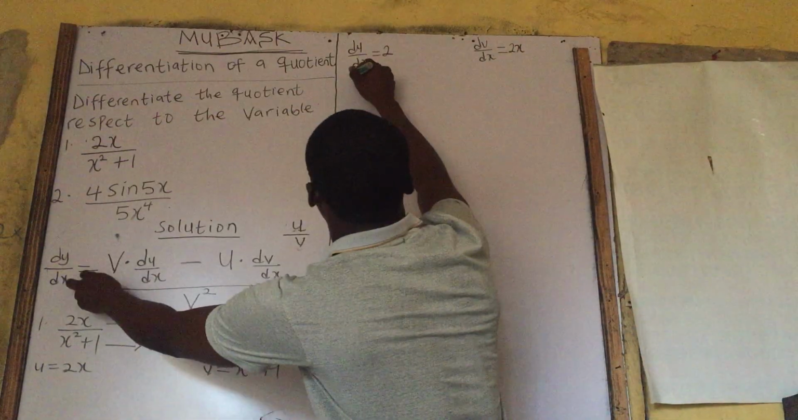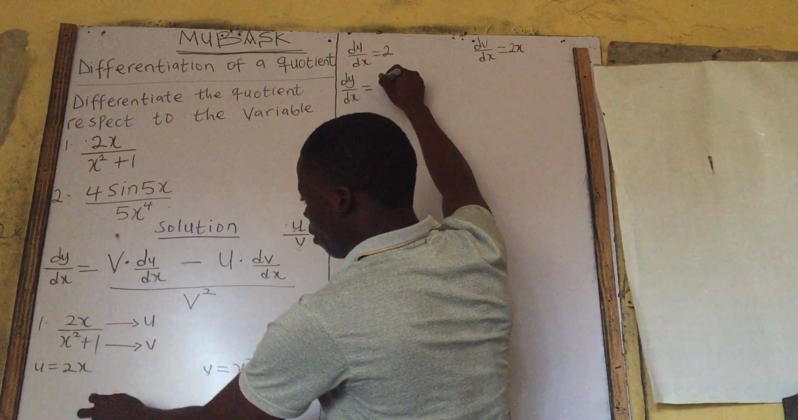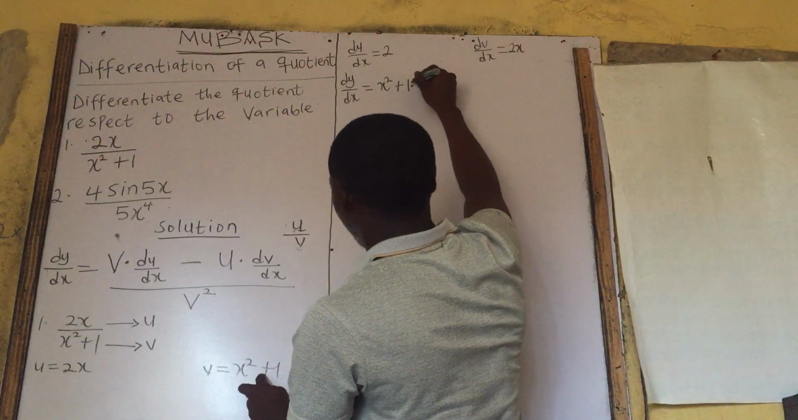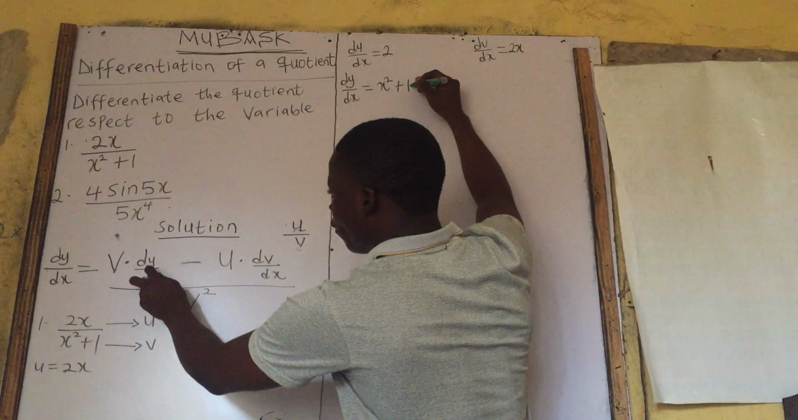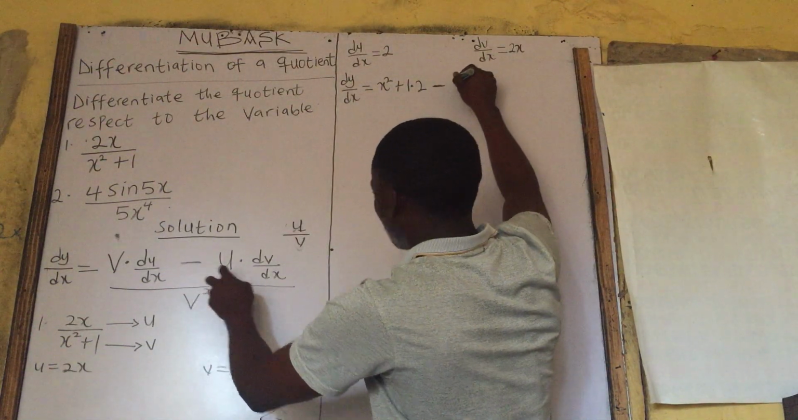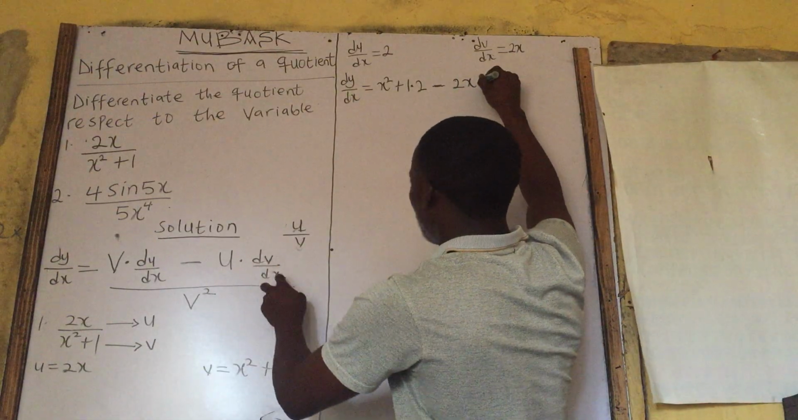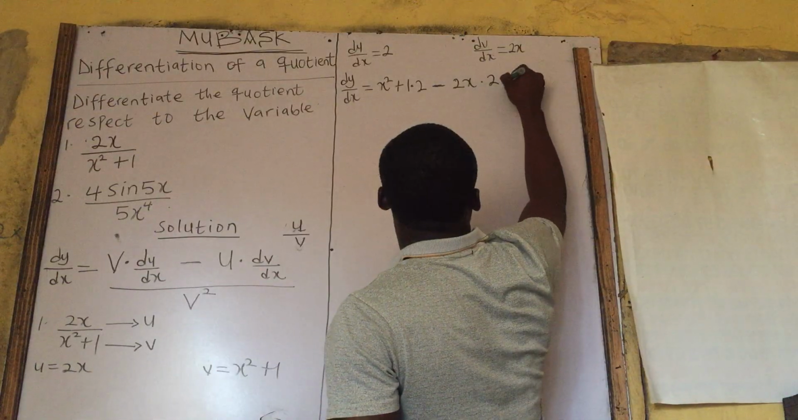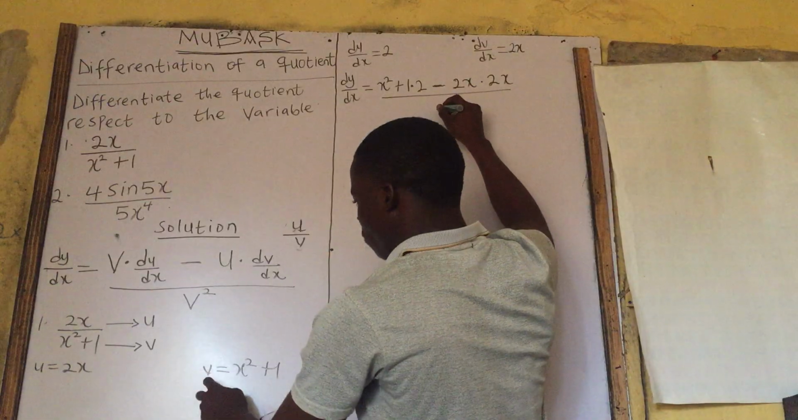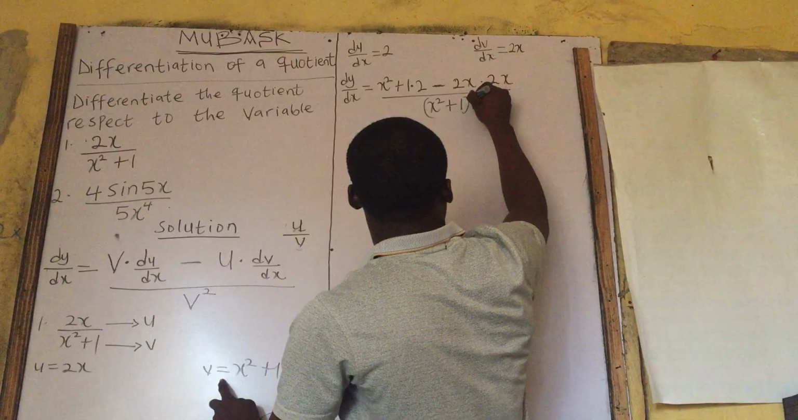Now, from the formula, we say dy over dx equals v, which is x squared plus 1, multiplied by du over dx, which is 2, minus u, which is 2x, multiplied by dv over dx, which is 2x, all divided by v squared, where v is x squared plus 1, all in bracket and squared.